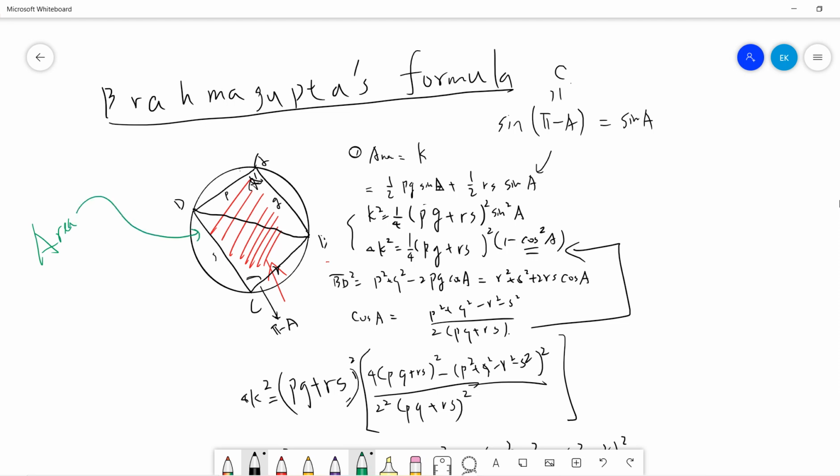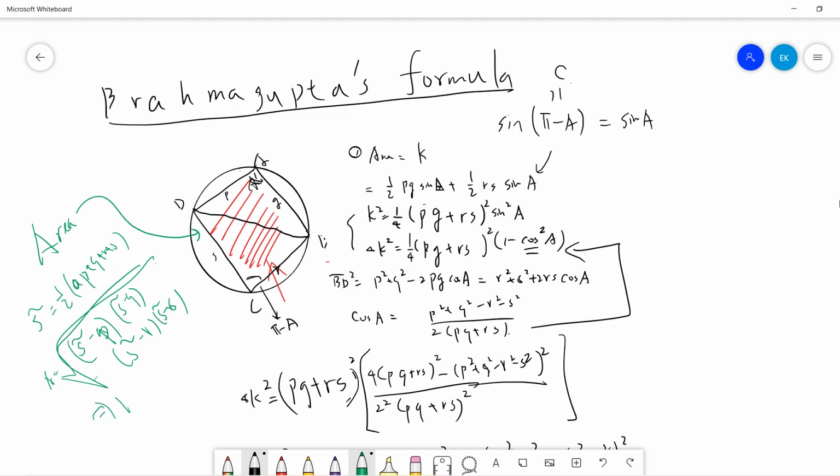The formula basically is that suppose I calculate the sum of all the lengths, the sum of P, Q, R, S divided by 2, which is s tilde. Then the area will be the square root of (s tilde minus p)(s tilde minus q)(s tilde minus r)(s tilde minus s), taking the total square root. And if you let one length be 0, then you will reproduce the very famous Heron's formula of a triangle.